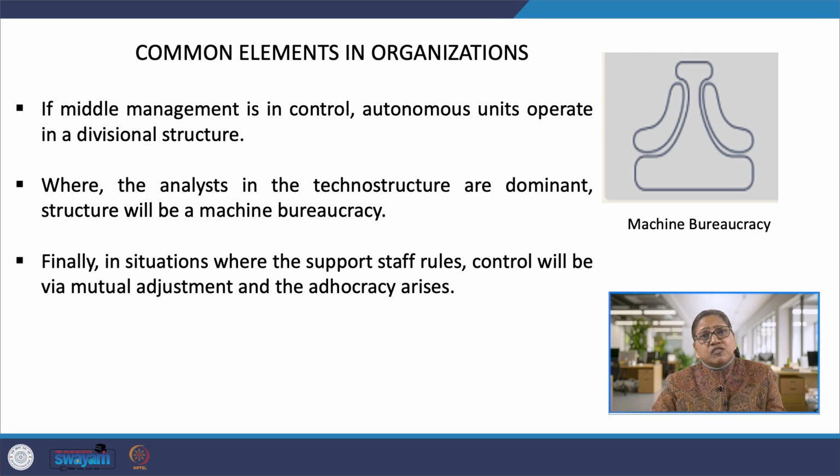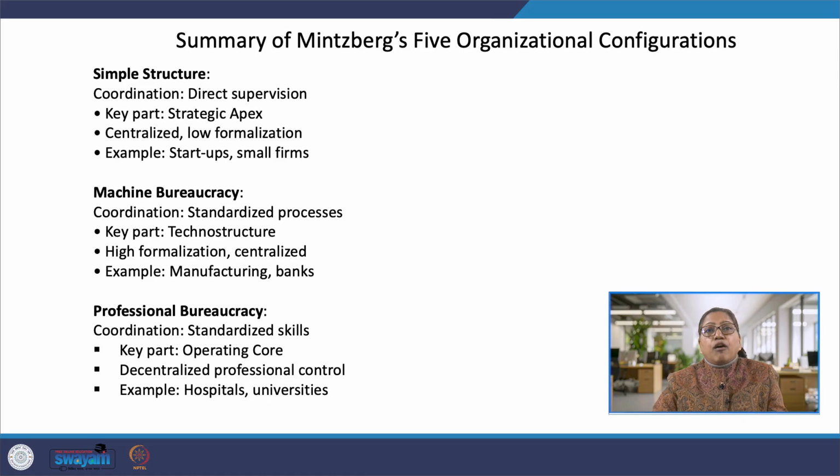Each one of these design configurations has its own unique set of pros and cons. A summary of Mintzberg's five organizational configurations, which are simple structure, machine bureaucracy, professional bureaucracy, divisionalized form, and adhocracy, is explained further. In a simple structure, coordination is through direct supervision, and the key part is the strategic apex. It's highly centralized with low formalization, for example, in the case of startups and small firms.